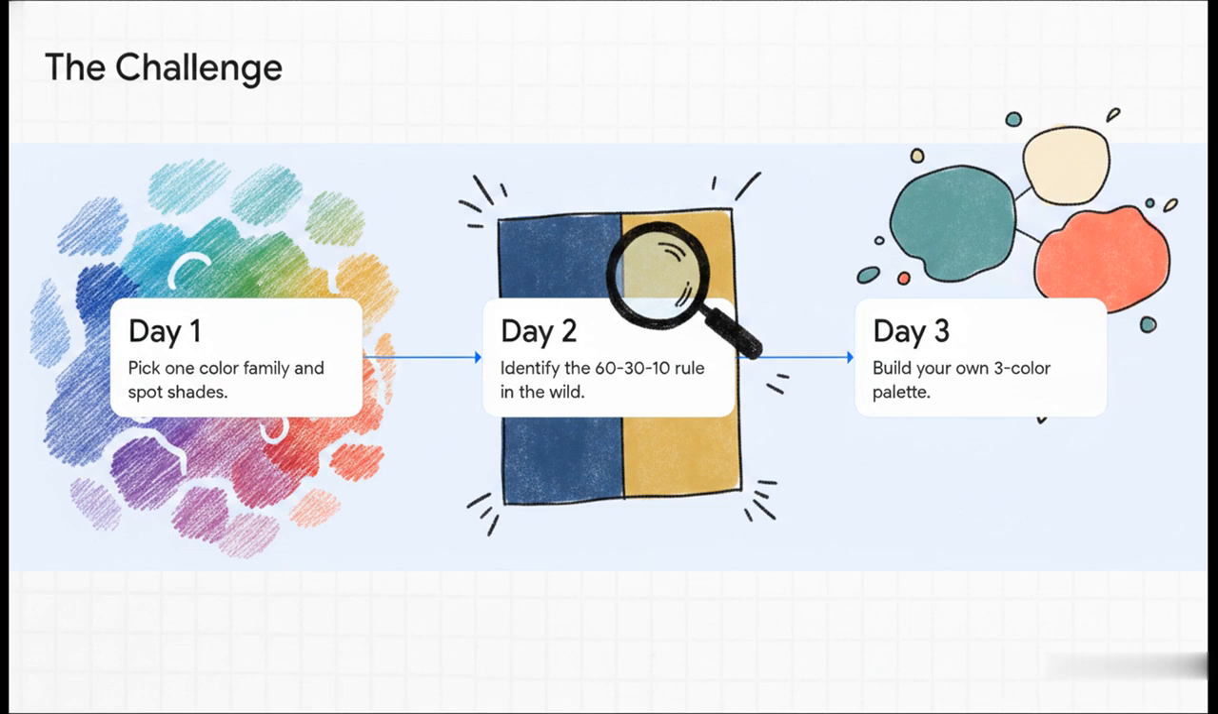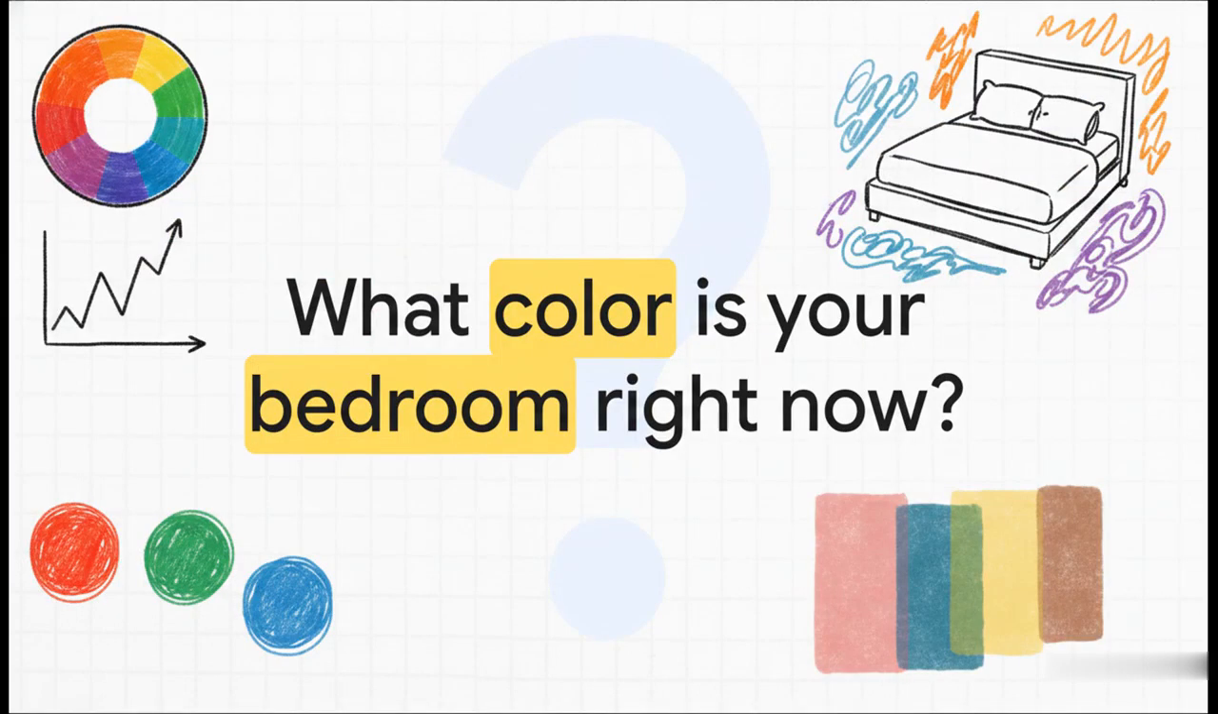You are honestly going to be amazed at how quickly your eye adapts to this. To wrap up this explainer, I want to leave you with a direct question so you can evaluate your own environment based on everything we've just covered. What color is your bedroom right now? And does it actually feel relaxing or energetic? I really want you to think about the hue, the saturation, and the psychology behind it.